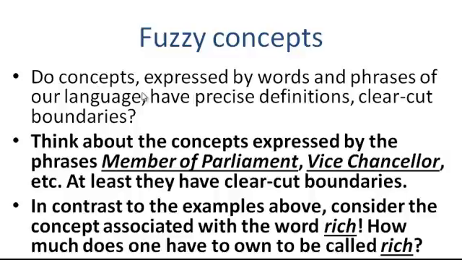Sometimes when you are considering a word, you may have a precise definition for that particular word. You may have some clear-cut boundaries for that particular word. But when you have words that do not have clear boundaries, when you have words that do not have precise definitions, this is what we are referring to as fuzzy concepts. There are certain words or certain phrases that do not have precise definitions, that do not have clear-cut boundaries. So because of that, they are considered as fuzzy concepts.